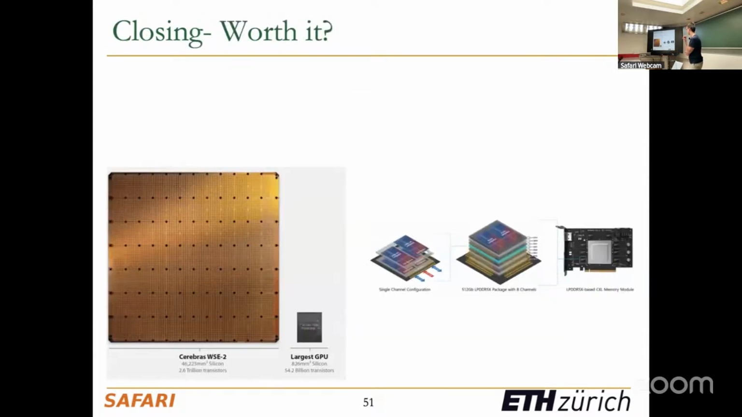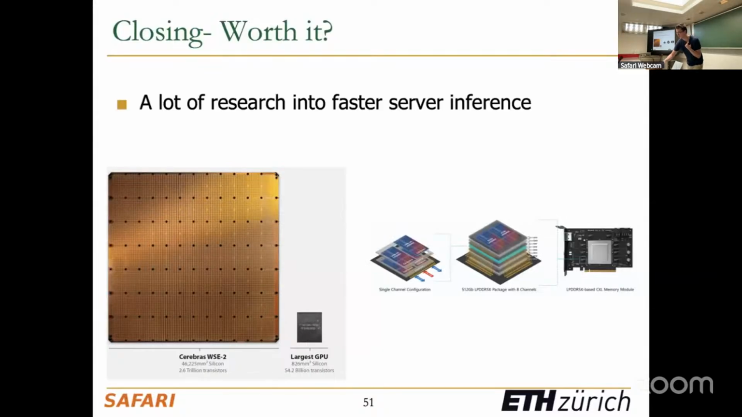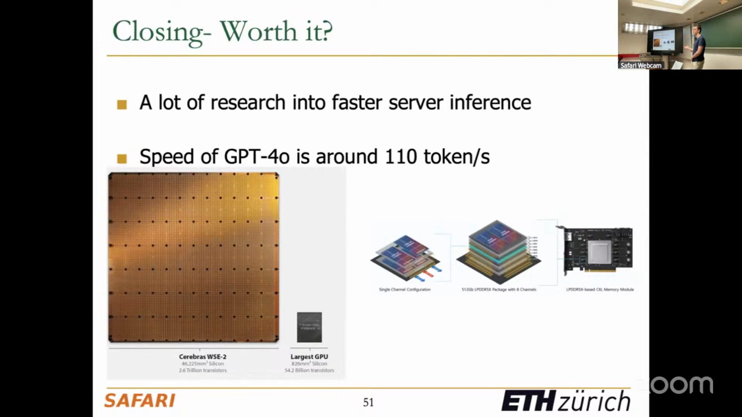Also, some closing thoughts. We have talked about faster consumer device inference, but there is also a lot of research on faster server inference. And so here we have the Cerebras WSE2, and also we have talked about this paper a bit before. And the thing is, with this faster server inference, we can use bigger models like GPT-4o, which we probably will not be able to run on our device in the near future, because even the number of parameters will take multiple terabytes.